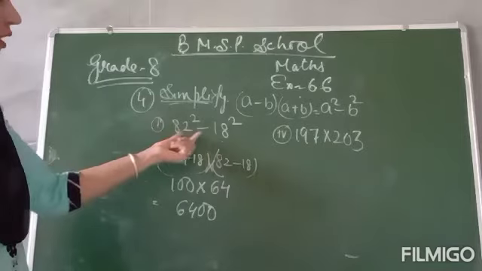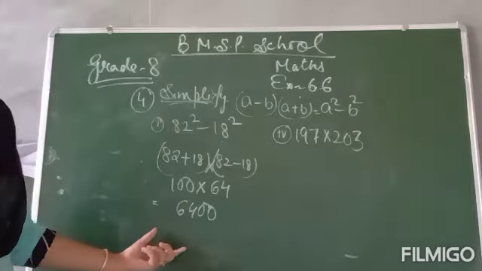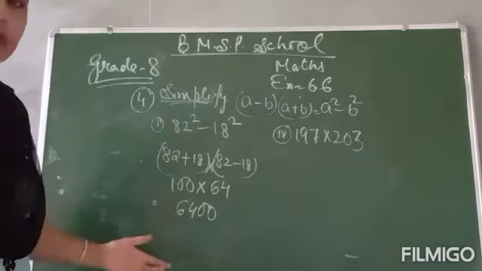When you do the square of it and the square of it, then subtract, you get the same answer. But we have to use the identity. Okay, same as this one question.